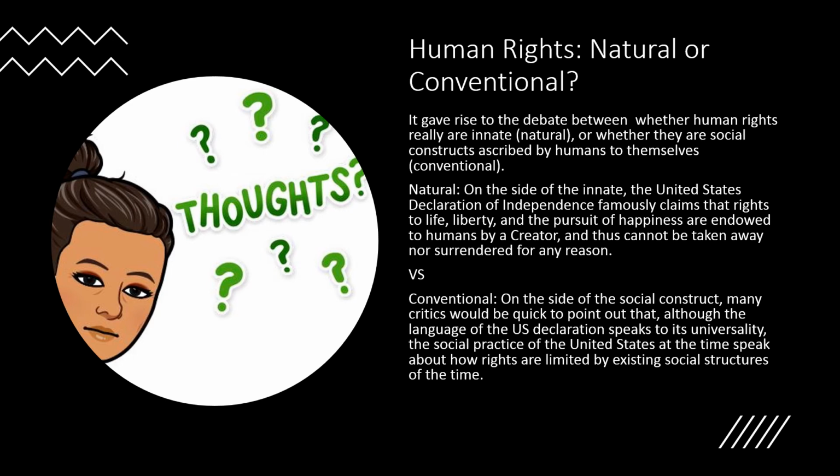we are saying that everybody has that. And then, conventional. On the side of the social construct, many critics would be quick to point out that although the language of the U.S. Declaration speaks to its universality, the social practice of the U.S. at the time speaks about how rights are limited by existing social structures of the time. So even though we say, okay, you might have the right, it would never have been recognized without the society. So it was actually created by that society. That is what they are talking about here.